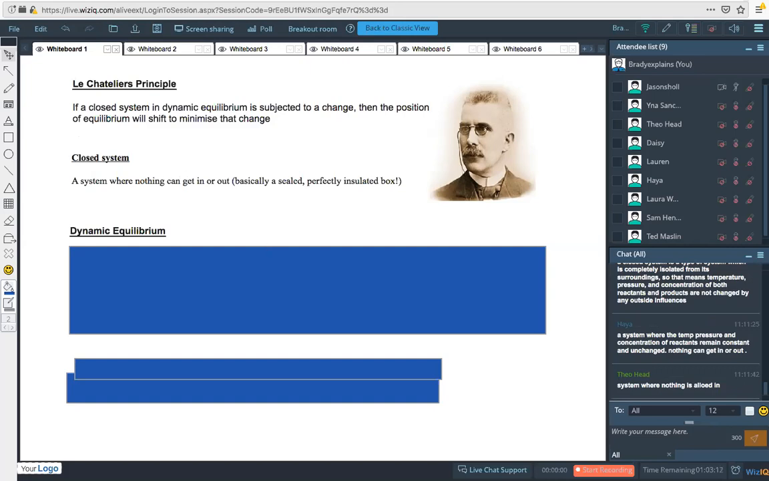So that's one term there. Another term, and this is probably the second most important term, is dynamic equilibrium. So again, in your chat box, what is a dynamic equilibrium?